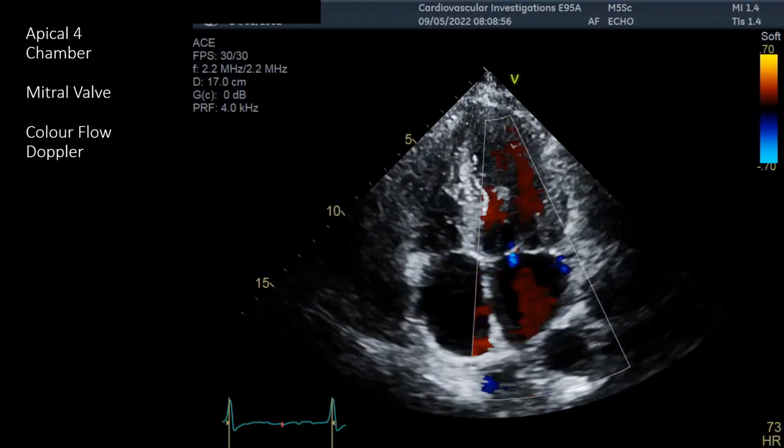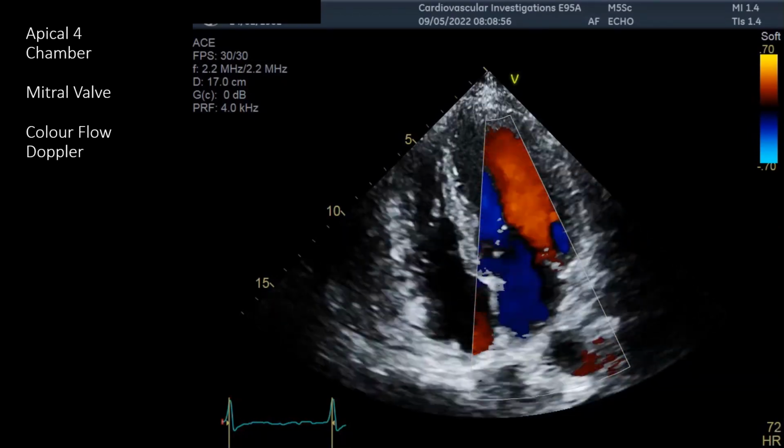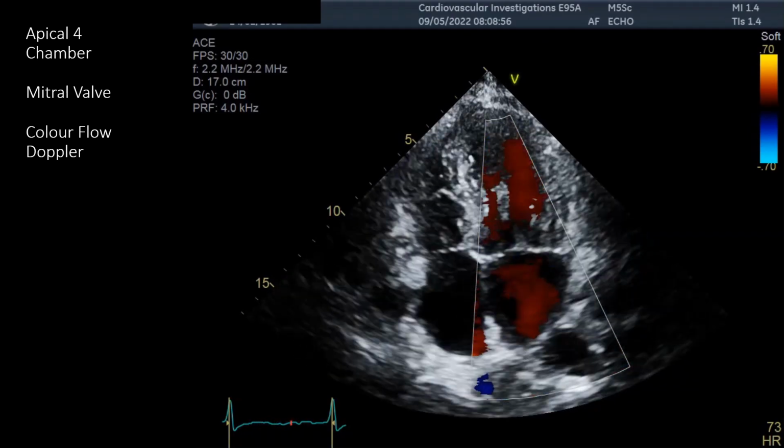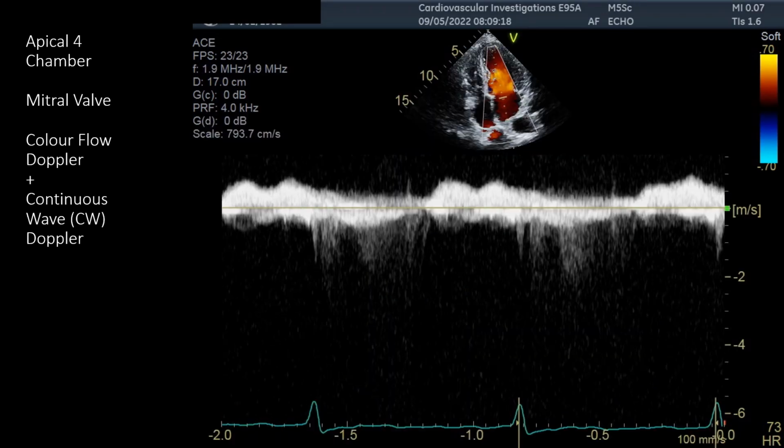Color flow Doppler across the mitral valve, again looking for any regurgitant flow. And we can see some very trivial mitral regurgitation, which on the previous slide was shown as a slight blue fleck during ventricular systole. And we can see on the continuous wave spectral Doppler that there's an incomplete mitral regurgitant jet. If that was a complete regurgitant jet, this would be a complete full spectral trace.